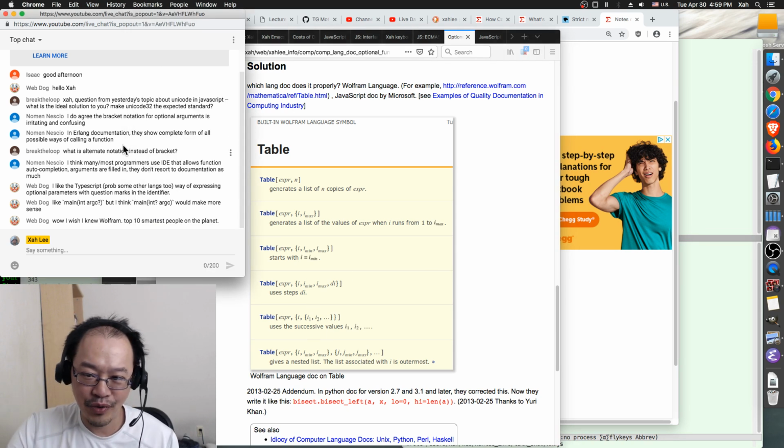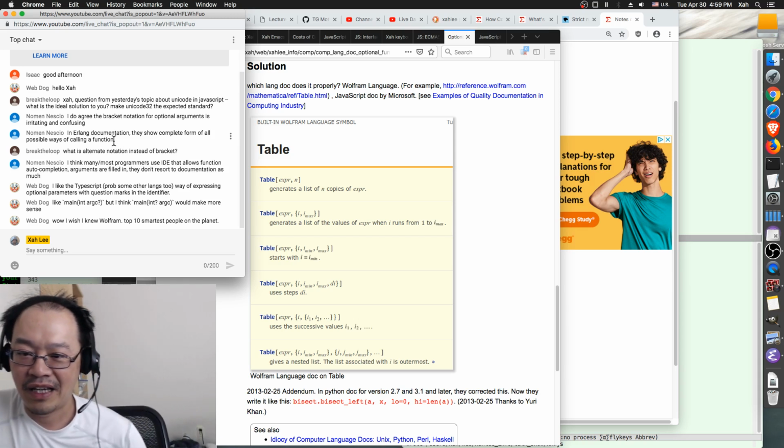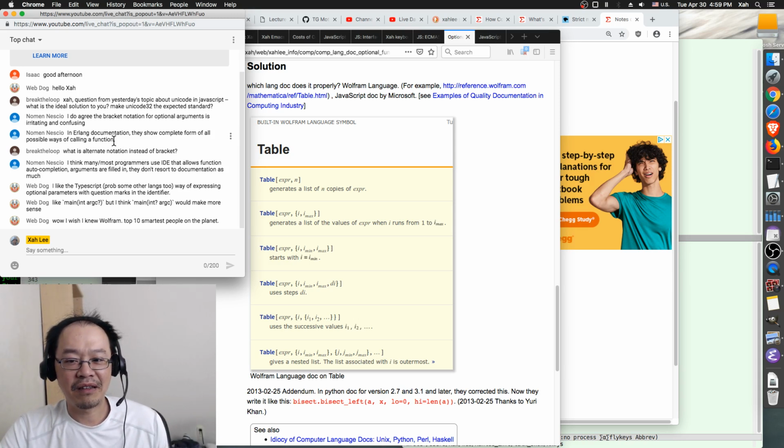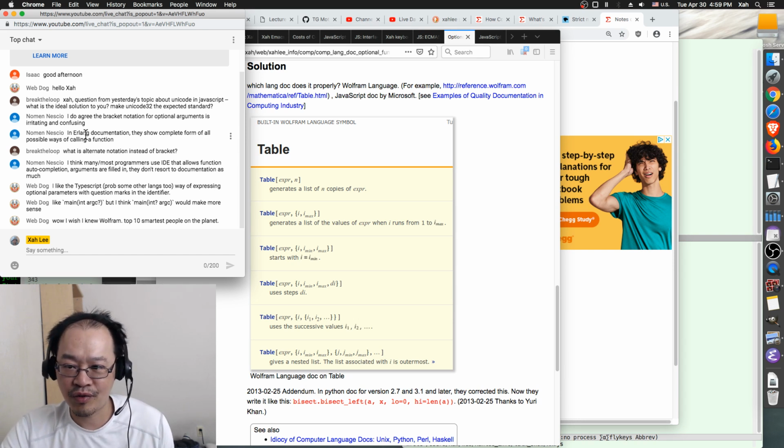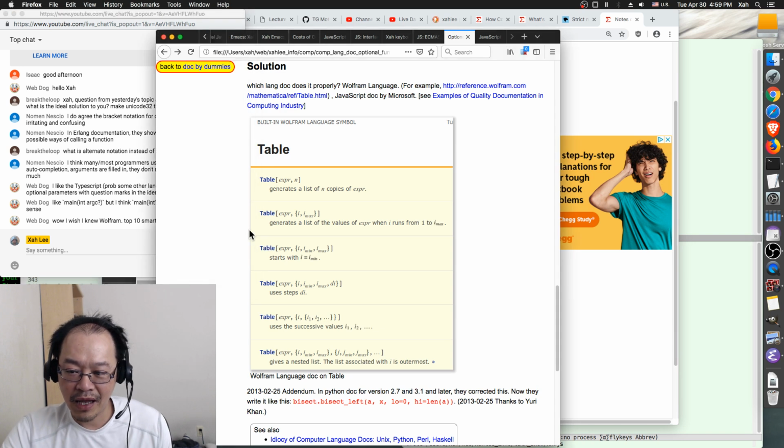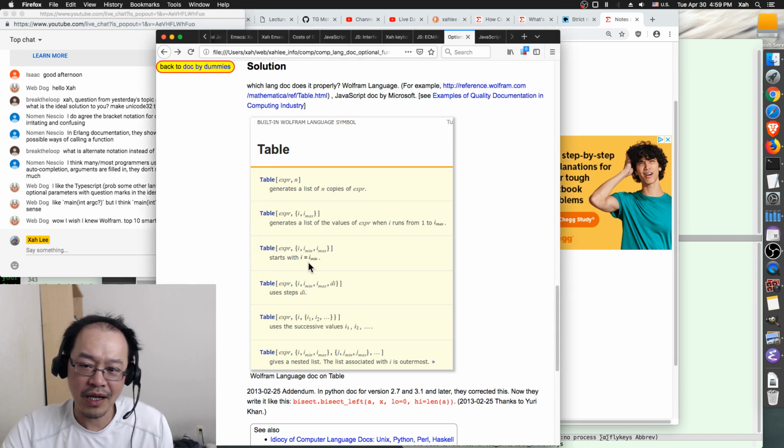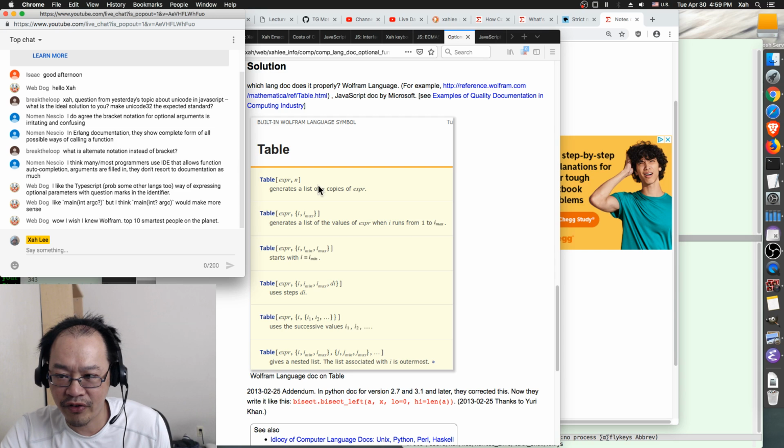But for example, we also see it in Erlang. I don't know if Armstrong, the guy who created Erlang, who just died a few days ago, had seen the Mathematica documentation. Probably not. No, Erlang is actually before Mathematica. Okay, so what is the alternative notation? I just covered that.